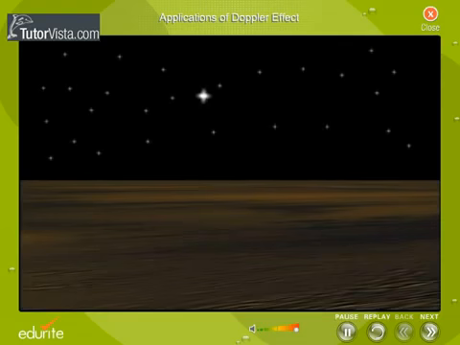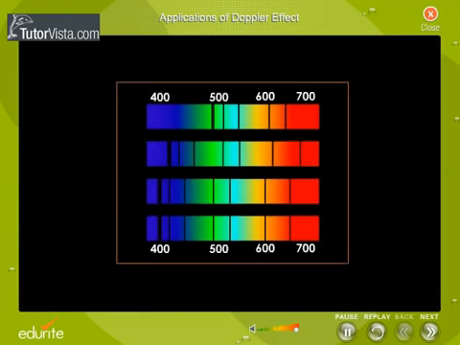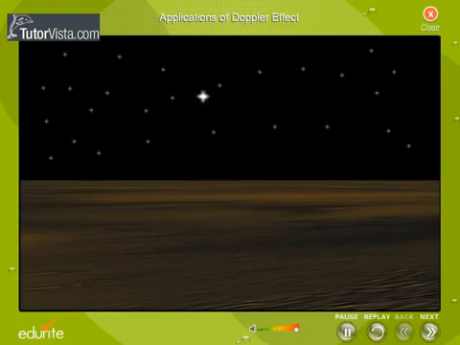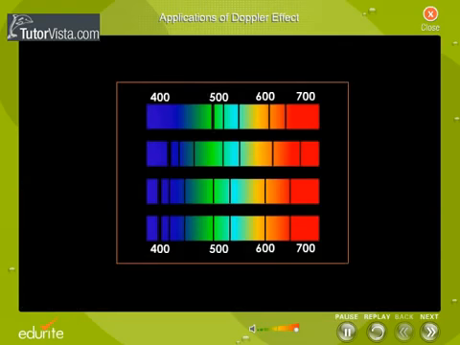Suppose a star recedes from Earth, then the frequency of the light emitted by the star decreases or wavelength increases. Thus, the spectral lines are shifted towards the red end of the spectrum. This is called redshift. Similarly, when a star moves towards the Earth, the spectral lines shift towards the blue end of the spectrum.